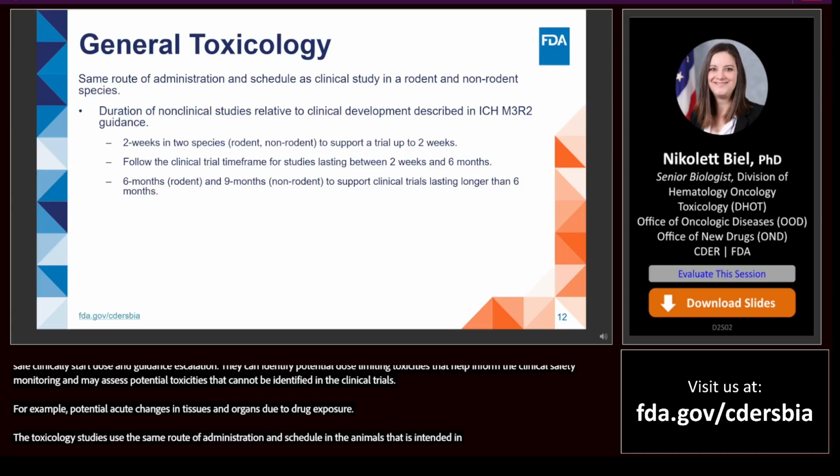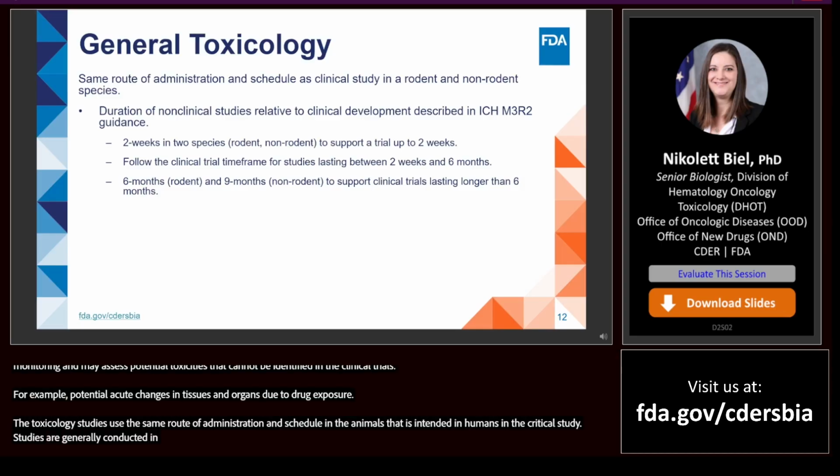Studies are generally conducted in two species, a rodent and non-rodent. The ICH M3R2 guidance describes the duration of clinical studies relative to clinical development of pharmaceuticals, and ICH S9 and S9 questions and answers is followed for oncology pharmaceuticals.